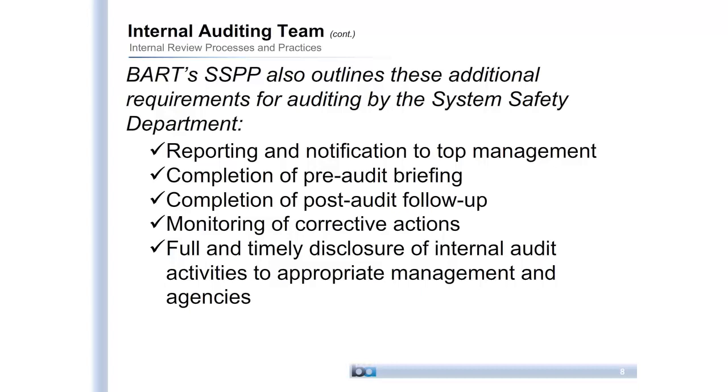BART's SSPP also outlines these additional requirements for auditing by the System Safety Department: reporting and notification to top management, completion of pre-audit briefing, completion of post-audit follow-up, monitoring of corrective actions, and full and timely disclosure of internal audit activities to appropriate management and agencies.